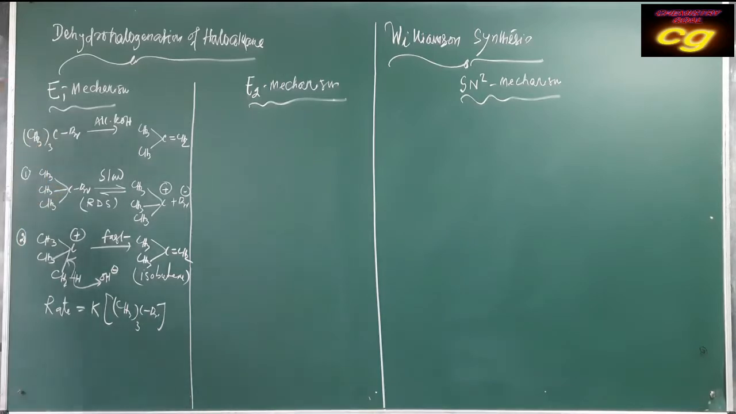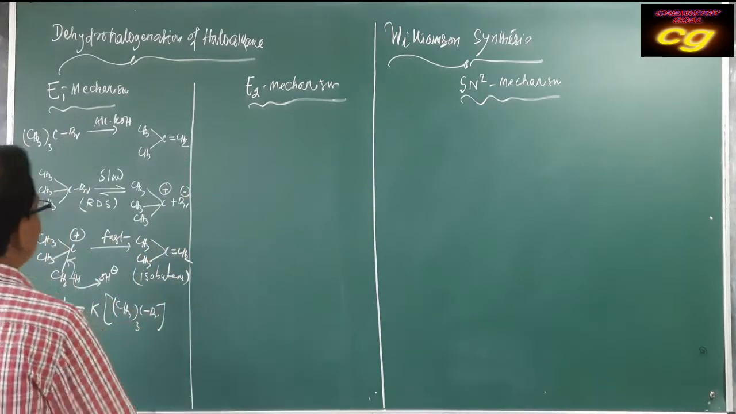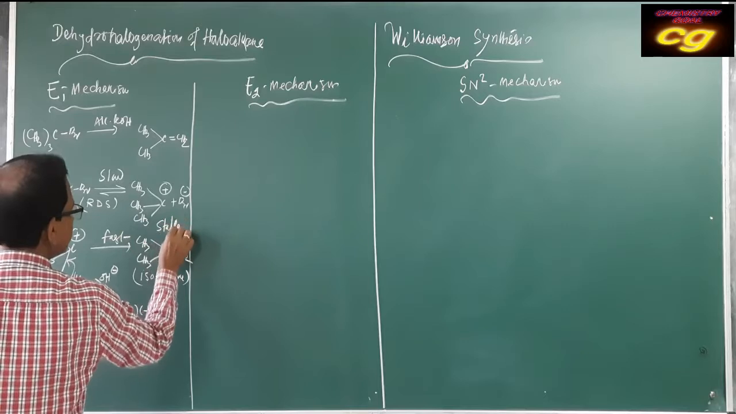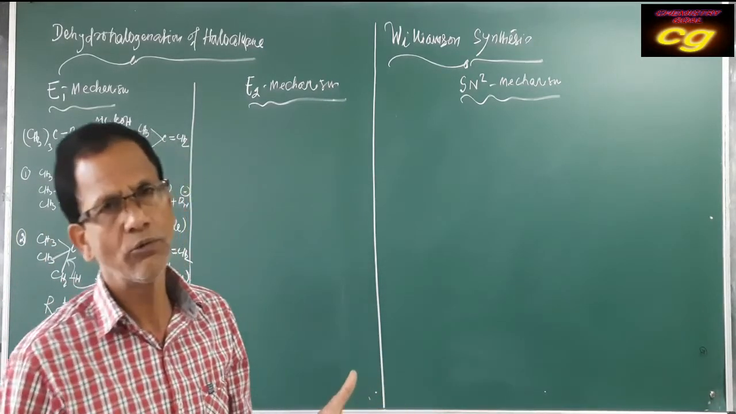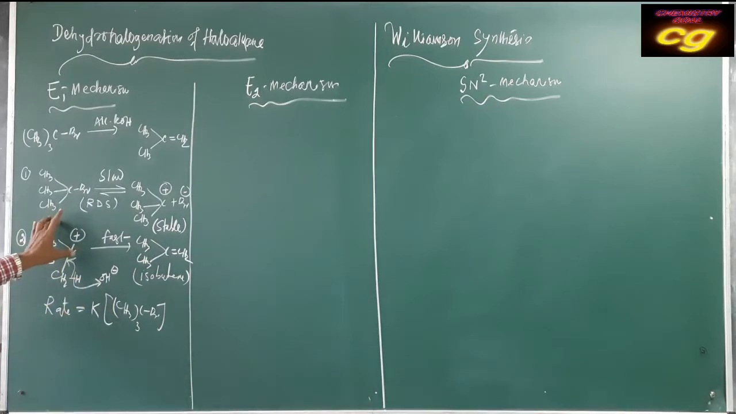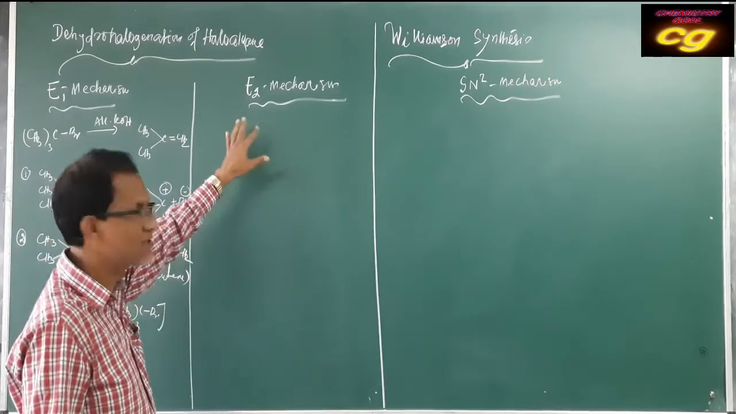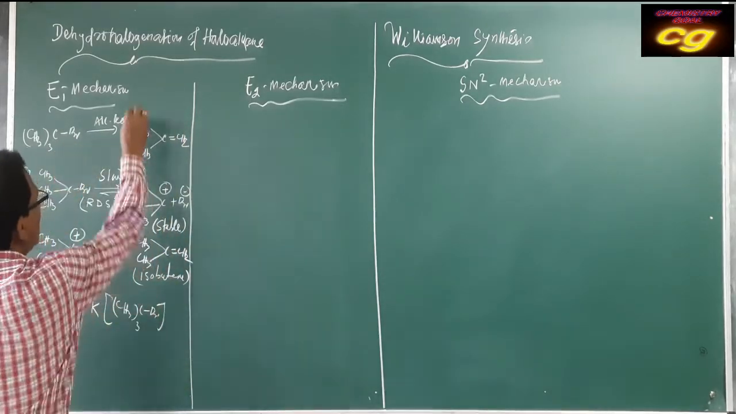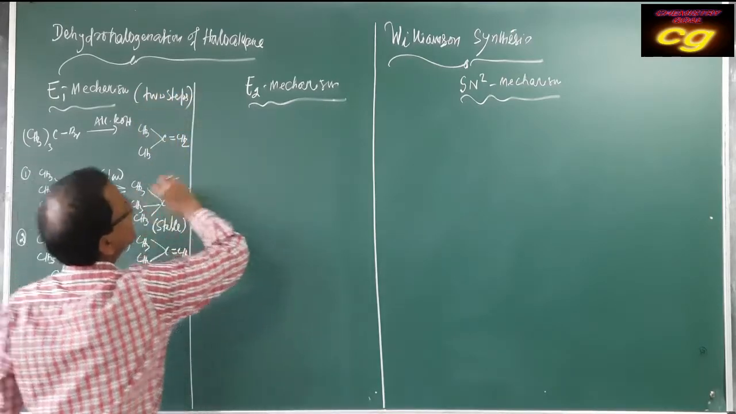So all E1 mechanisms follow the formation of carbocation. So you have to see in which case the carbocation is stable, and in which type of substrate you use so that the carbocation will be stable. And in case of the E2 mechanism, it is a one-step process.